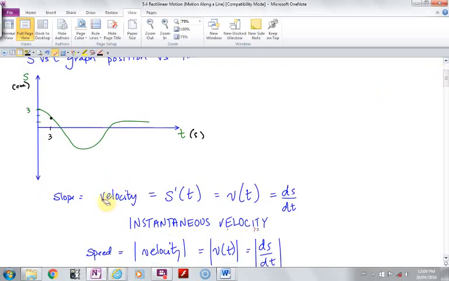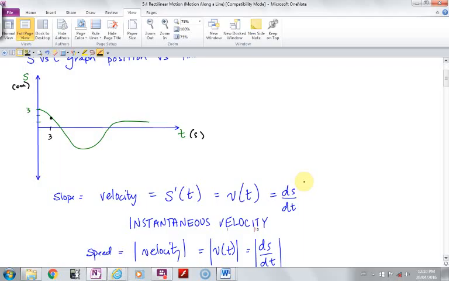And so that's what we're talking about here. So the slope is the velocity is the derivative of the position function. So we can write that S prime of t, the derivative of the position function, is the velocity function. And we could also write that as ds by dt, the derivative of the position with respect to time. Okay? Now all of that tells me about instantaneous velocity. So the velocity at any point is the tangent at any point.